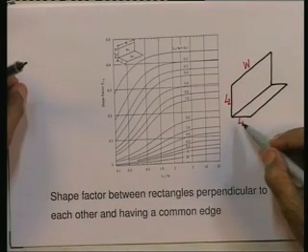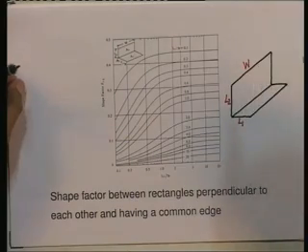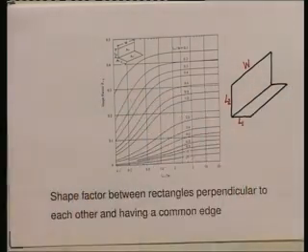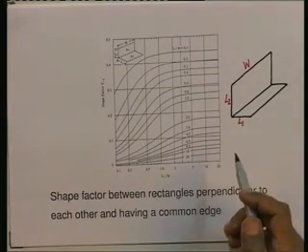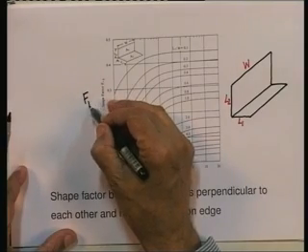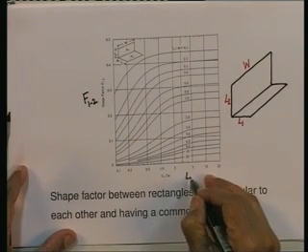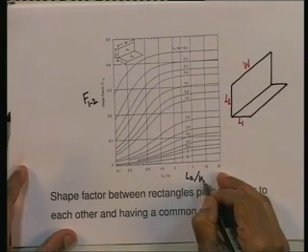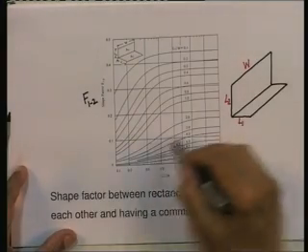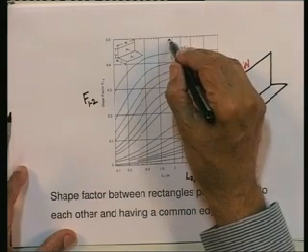So, one of the rectangles is L1 into W, the other one is L2 into W, and they are at right angles to each other. We would like to know the shape factor. For this case also the shape factor has been calculated and is available to us. On the y axis here we have f1 to 2, on the x axis we have L2 by W, and the different graphs drawn here are for varying values of L1 by W.